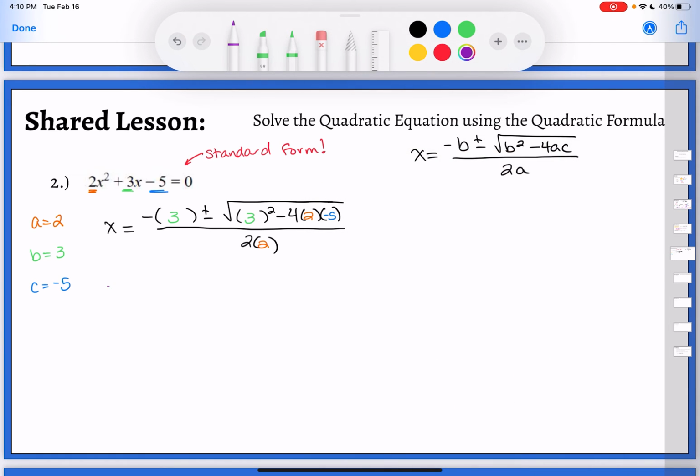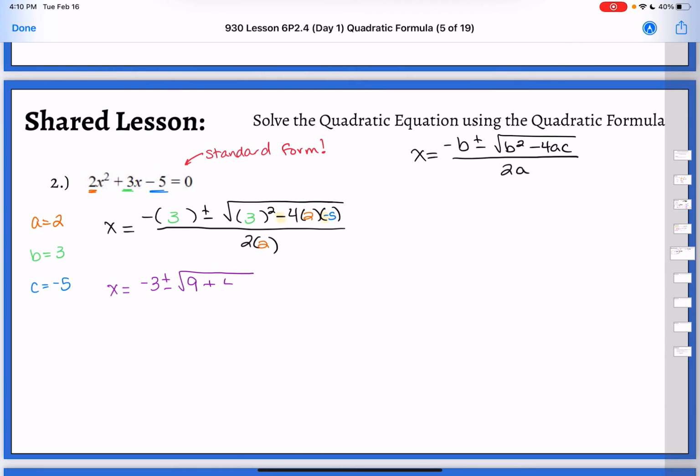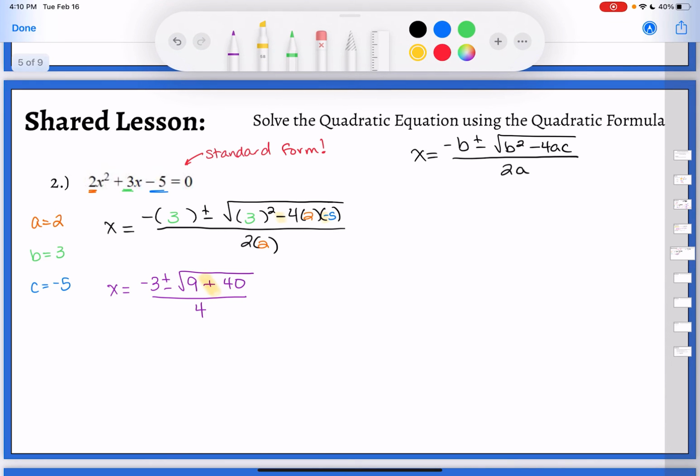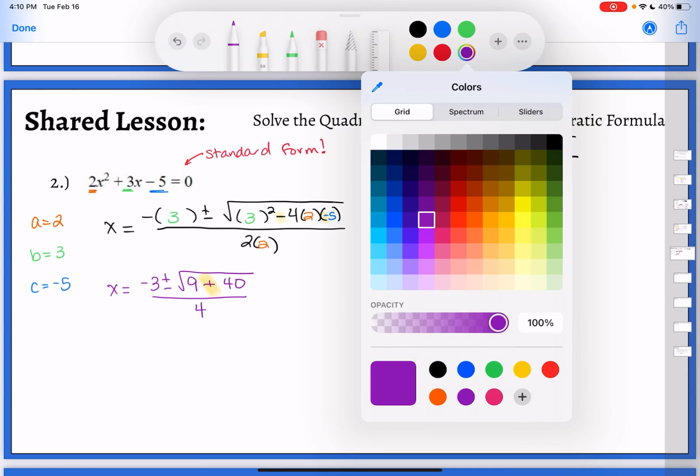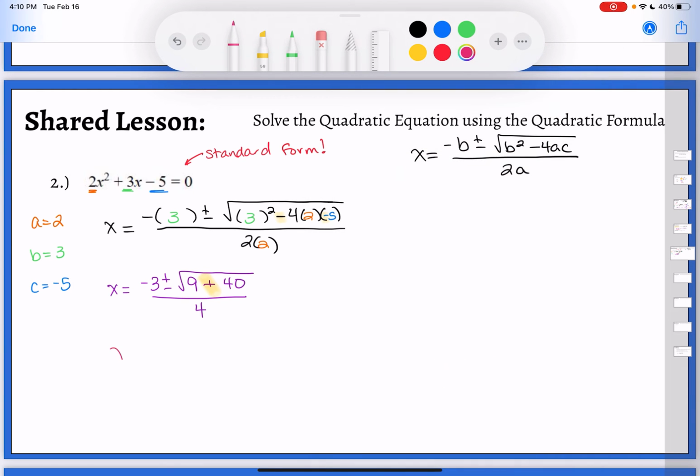So let's see, only one negative here, so this is a negative 3 out front, plus or minus 3 squared is 9. Negative 4 times 2 is negative 8, times negative 5 is positive 40, so it'll be plus 40. Whole thing divided by 4. Make sure that's a plus 40 on the inside. Now I'm just going to simplify a little bit more on the inside. X equals negative 3 plus or minus the square root of 49 all over 4.